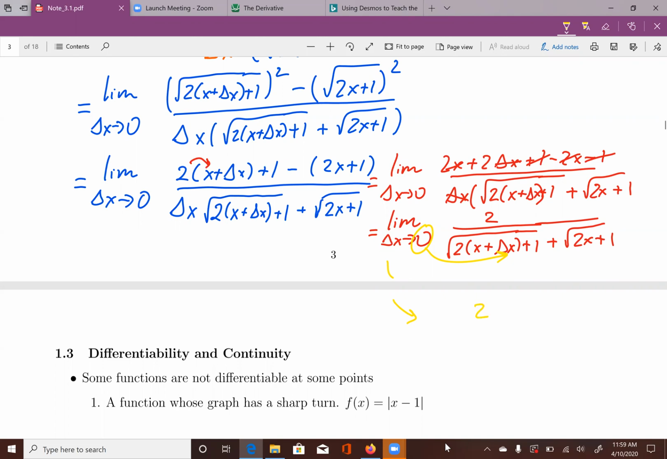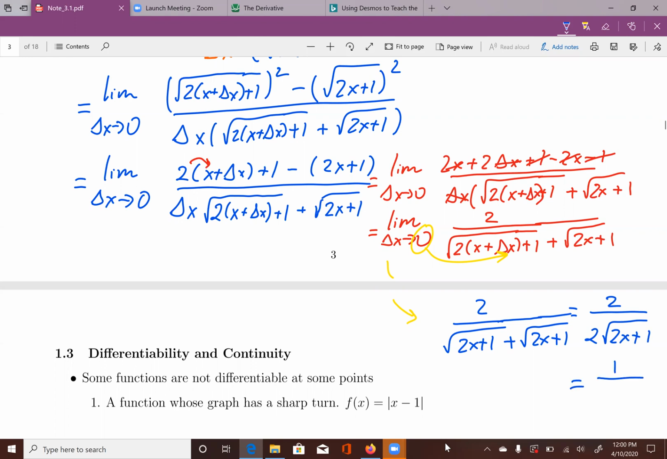This goes 2. Use a different color. Two over square root of 2x plus 0 is just 0. So 2x plus 1, okay, plus square root of 2x plus 1. And if you want to combine it, it's going to be 2 over 2 square root of 2x plus 1. And it's going to be just 1 over square root of 2x plus 1 is your answer.